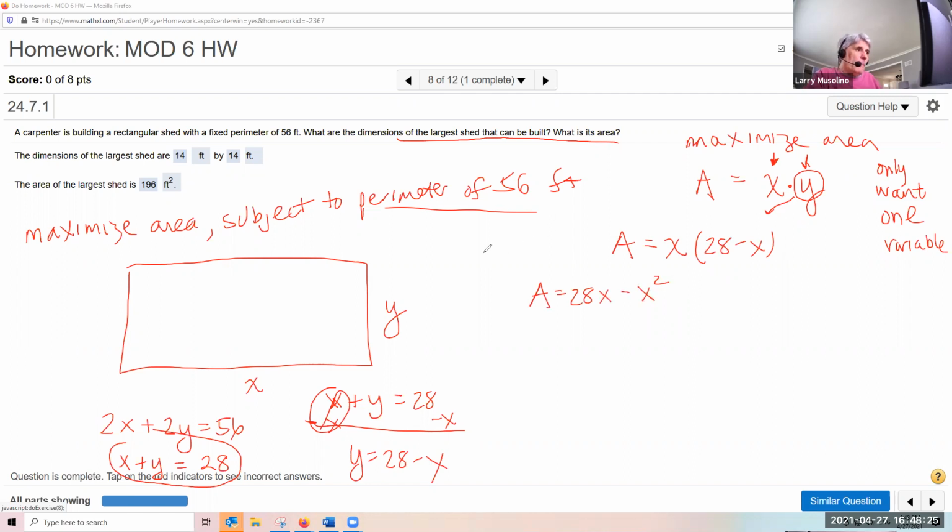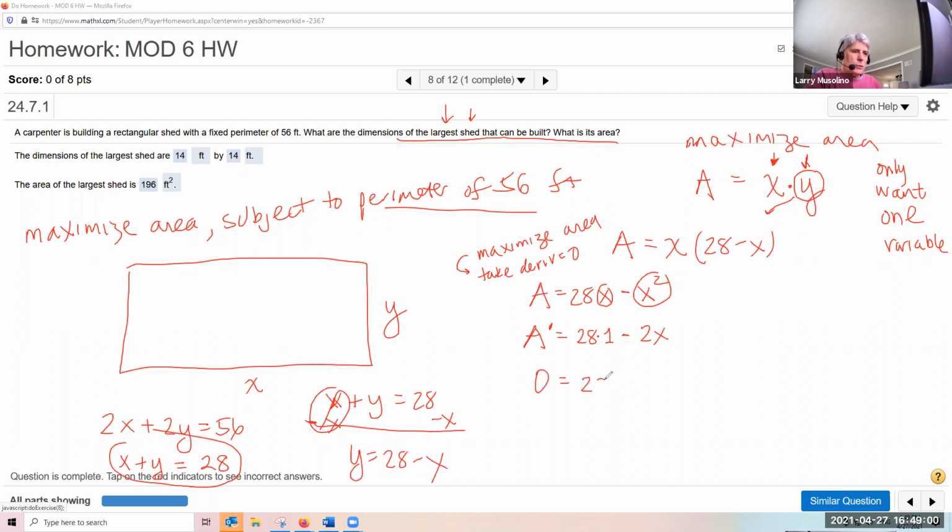All right, remember, we want to maximize this area. Because it said the largest shed, that means maximize the area. Well, anytime you want to maximize a quantity, take its derivative and set it equal to 0, because maxes and mins occur when the derivative is equal to 0. All right, so I'm going to call this A prime for the derivative. I'm going to bring the 28 down. The derivative of x is just 1. And the derivative of x squared is 2x. I'm going to set this equal to 0.